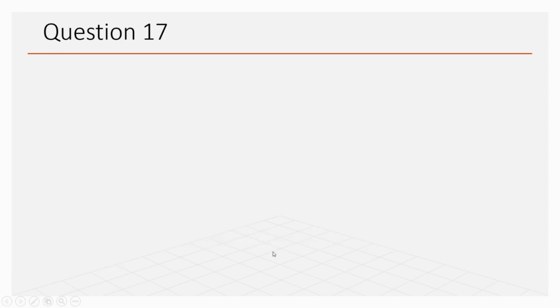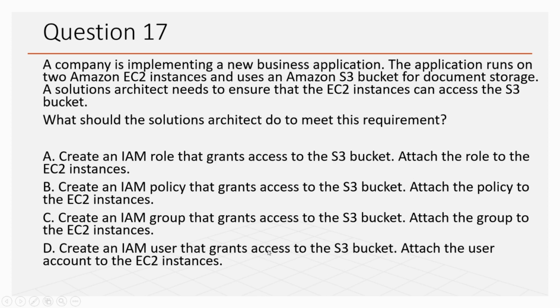Let's look into the next question now, question number 17. It says a company is implementing a new business application. The application runs on two Amazon EC2 instances and uses an Amazon S3 bucket for document storage. A solutions architect needs to ensure that the EC2 instances can access the S3 bucket. What should the solutions architect do to meet this requirement? So basically there are two Amazon EC2 instances which use an Amazon S3 bucket for document storage, and the solutions architect needs to ensure that the EC2 instances can access the S3 bucket.